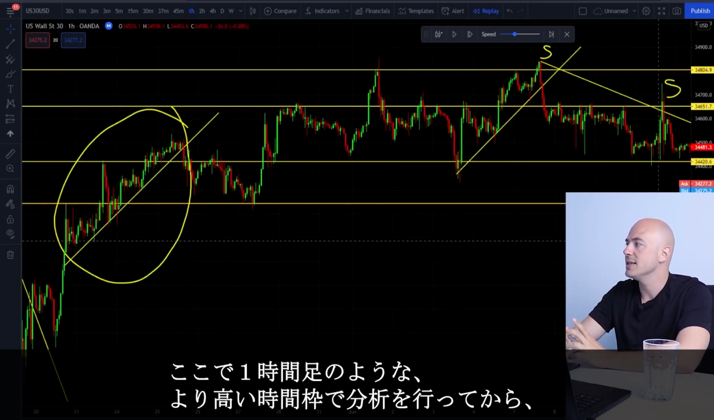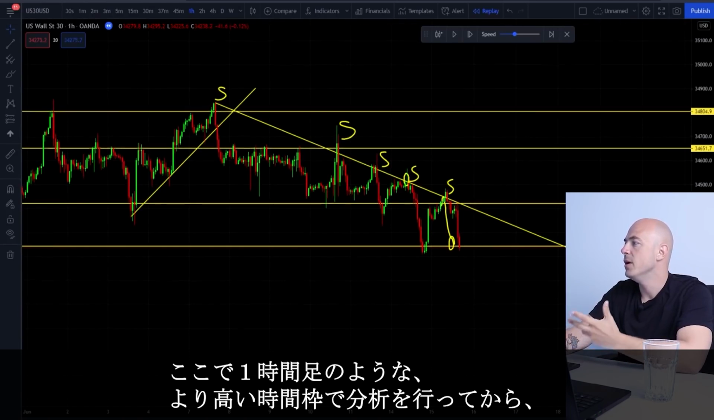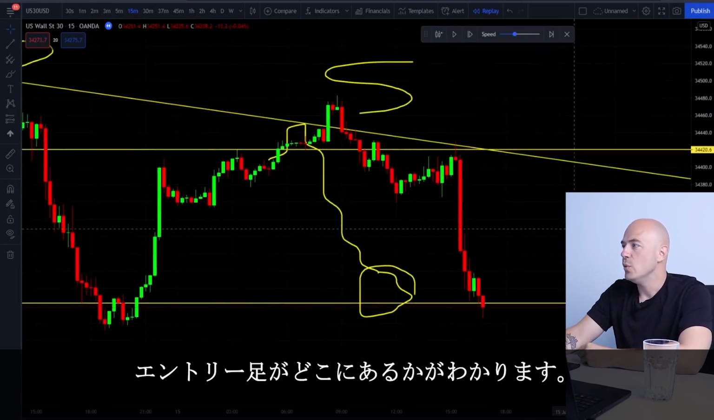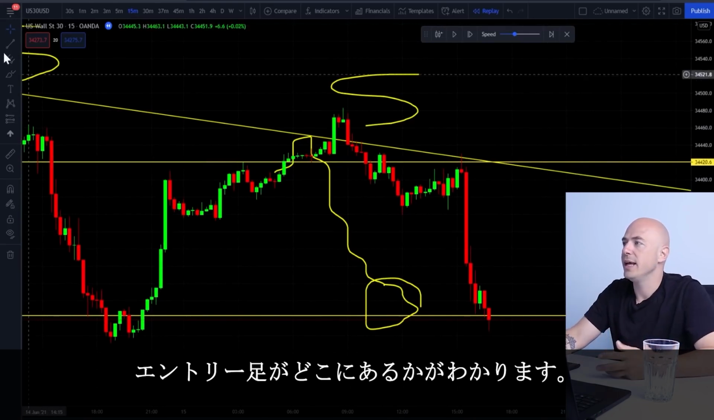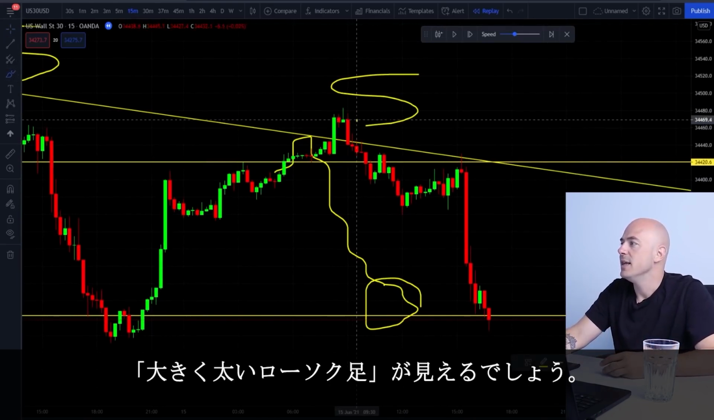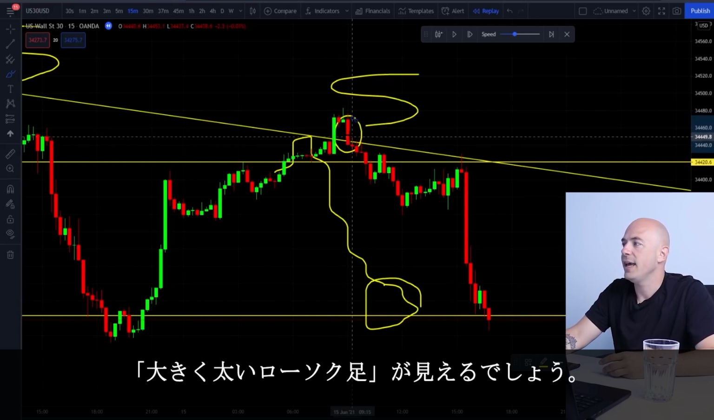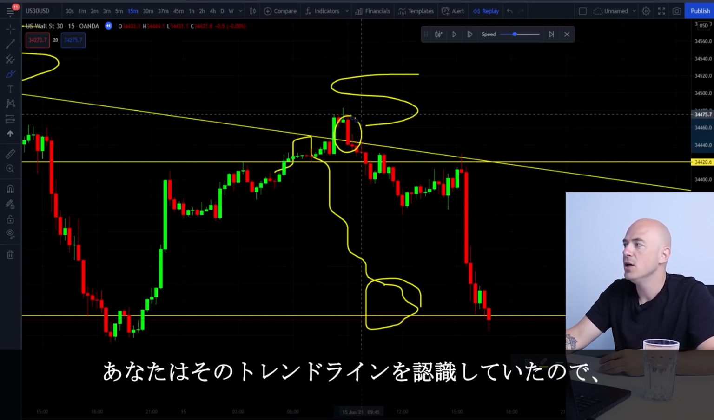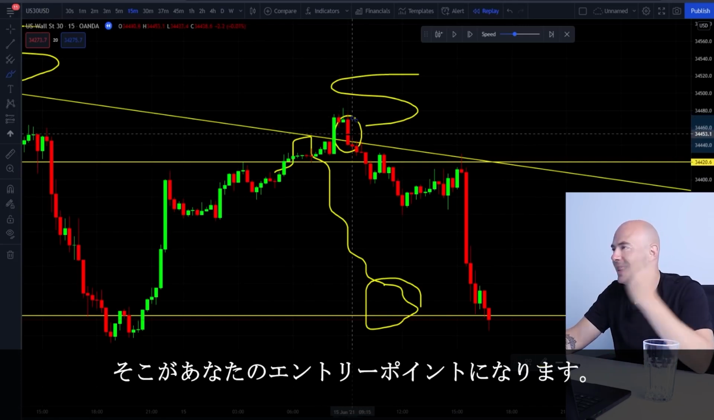Do your analysis here on a higher time frame, like the 1 hour, then take it down to the 15-minute, and you will see where your entry candles are. You will see these big, fat candles. Because you were only looking for short positions, because you saw that trend line, you saw this one candle and that's your entry.